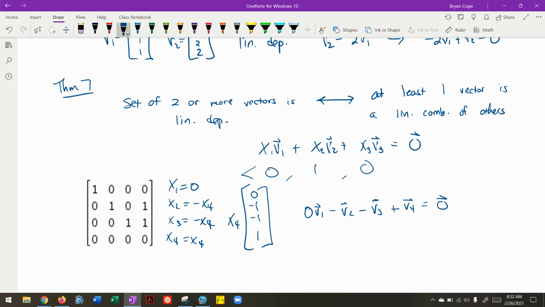So does it satisfy the condition of the theorem on the right side? Can at least one of the vectors be written as a linear combination of the others? Yes, in fact, v2, v3, and v4 can all be written as linear combinations of each other. It's v1 that's not part of the linear dependence relation. So you can't write v1 as a linear combination of the others. v1 sort of points off in its own direction. In 4 space, we can't really visualize that, but v1 is the one that's not in the span of the other 3.